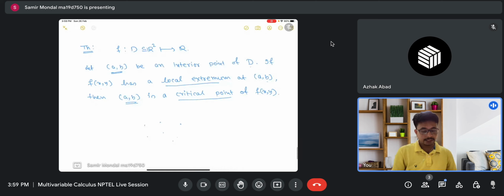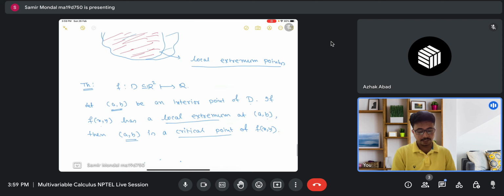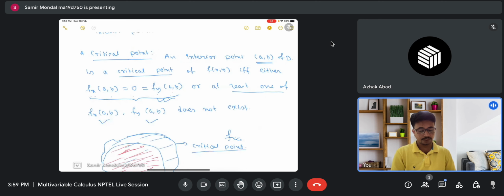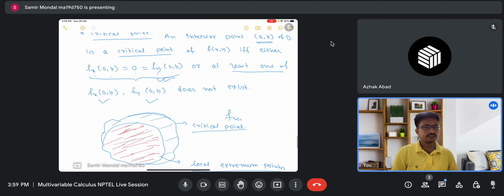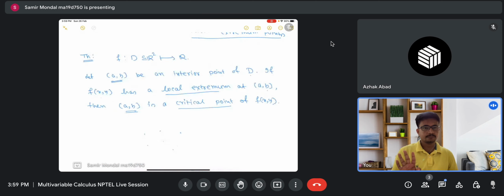Because critical points are very easy to find: you take the partial derivative with respect to x at the point (a, b) and set it equal to 0, take the partial derivative with respect to y at the point (a, b) and set it equal to 0, and solve for x and y. So now it's a little bit easy to find (a, b). After that you have to check whether it is a local maximum or local minimum. This is enough.